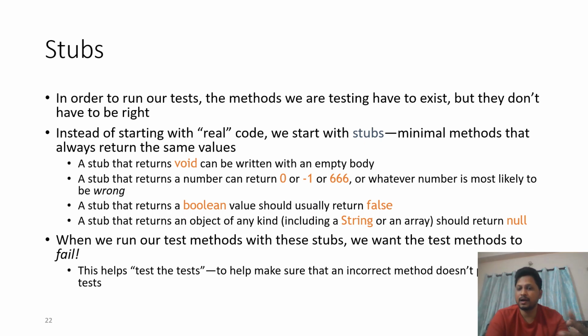When we run our test methods with these stubs, we want the test methods to fail. This helps test the tests, and helps make sure that an incorrect method doesn't pass while writing your JUnit test cases.